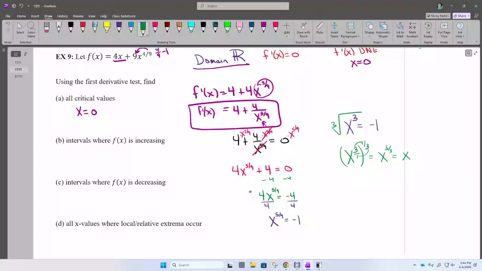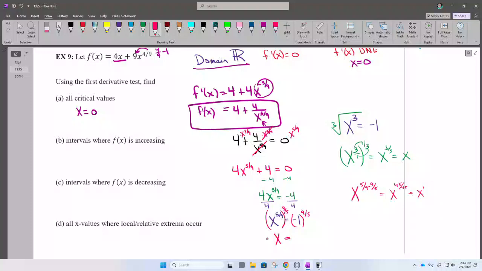So we want to raise this to the reciprocal exponent. We want to flip the exponent. So it's 5/9, we want to raise it to the 9/5. What does that do for us? 5/9 times 9/5 is x to the 45/45, which is just x to the 1. So we just have x.